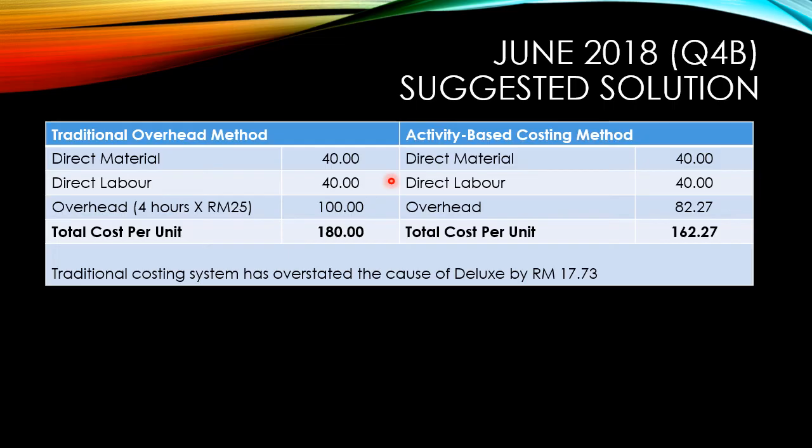So if the OAR is 25 ringgit per direct labor hour, the company uses 4 hours to complete one product. Therefore, the overhead is 100 ringgit. And it should give you the total cost per unit of 180 ringgit, as compared to activity-based costing, where the cost per unit is only 162 ringgit and 27 cent. So you have to conclude your calculation by saying that the traditional costing system has overstated the cost of deluxe by 17 ringgit and 73 cent.